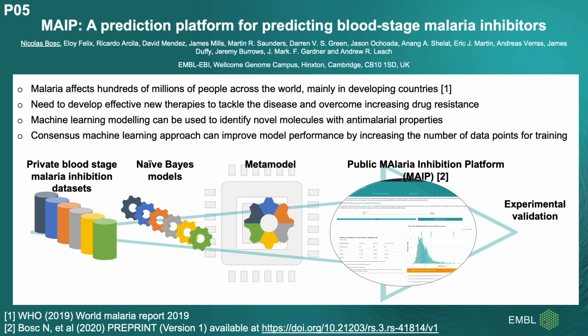Our partners identified 11 in-house datasets of blood stage malaria inhibitions where compounds were classified as active or inactive against the Plasmodium falciparum strain. We provided a script using only open source tools, and it was used by each partner to train a naive-Bayes model per dataset. Only the model files were returned to us, and we investigated several consensus approaches to combine the models and obtain the best performance. At the end, we decided to use a meta-model that combines the features and weights of all the naive-Bayes models into a single big naive-Bayes model.